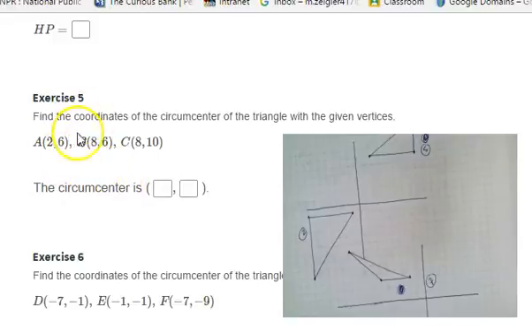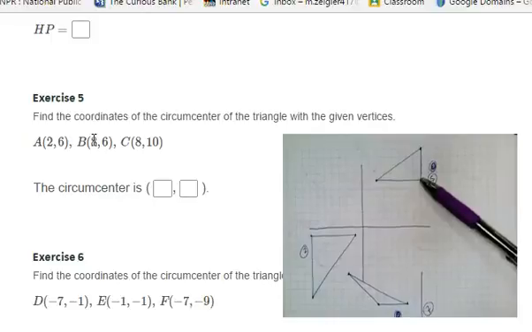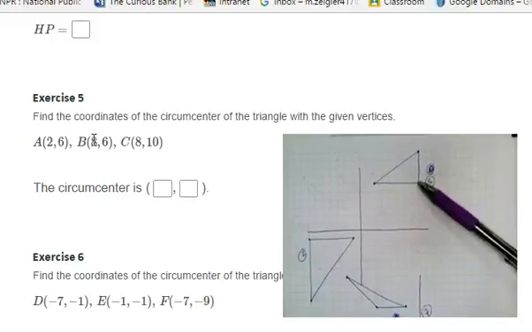So, you're asked to find, you're given 3 coordinates. These are the vertices of a triangle, and you're asked to find the circumcenter of that triangle. So, first of all, you're just going to have to plot the triangle. So I went ahead and did that right here. Right. Now the circumcenter is the place where the 3 perpendicular bisectors meet.